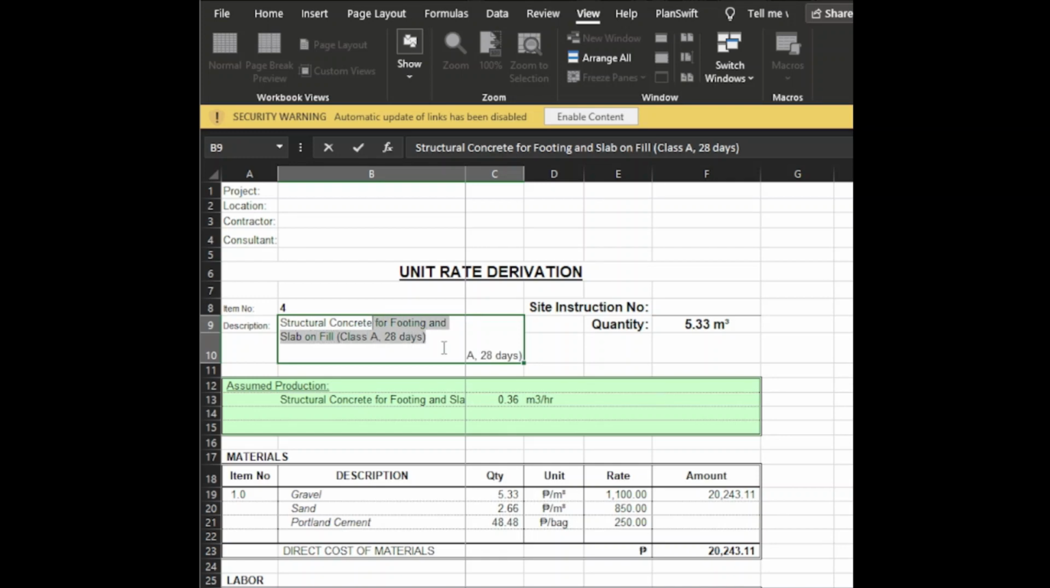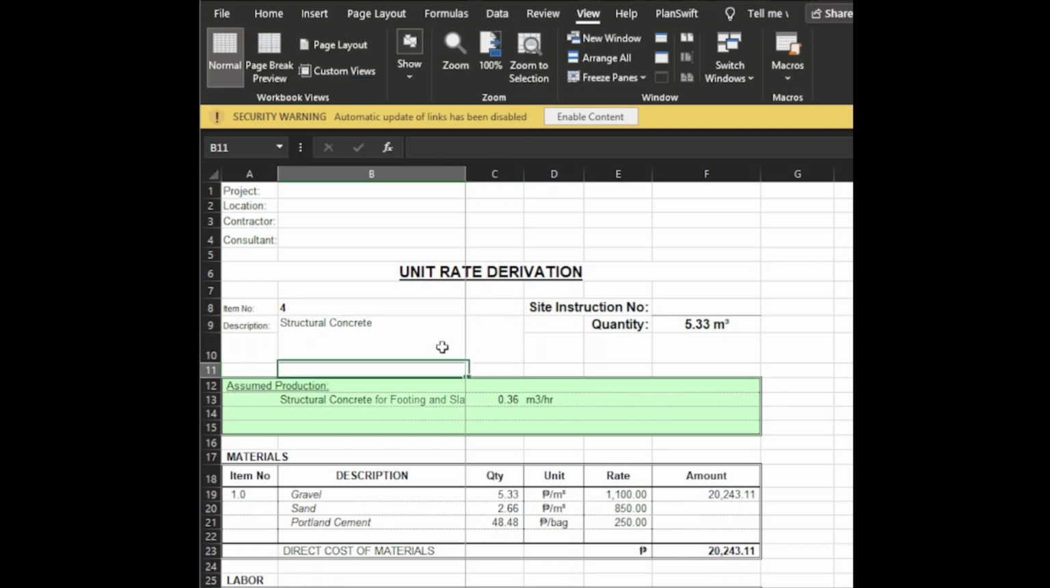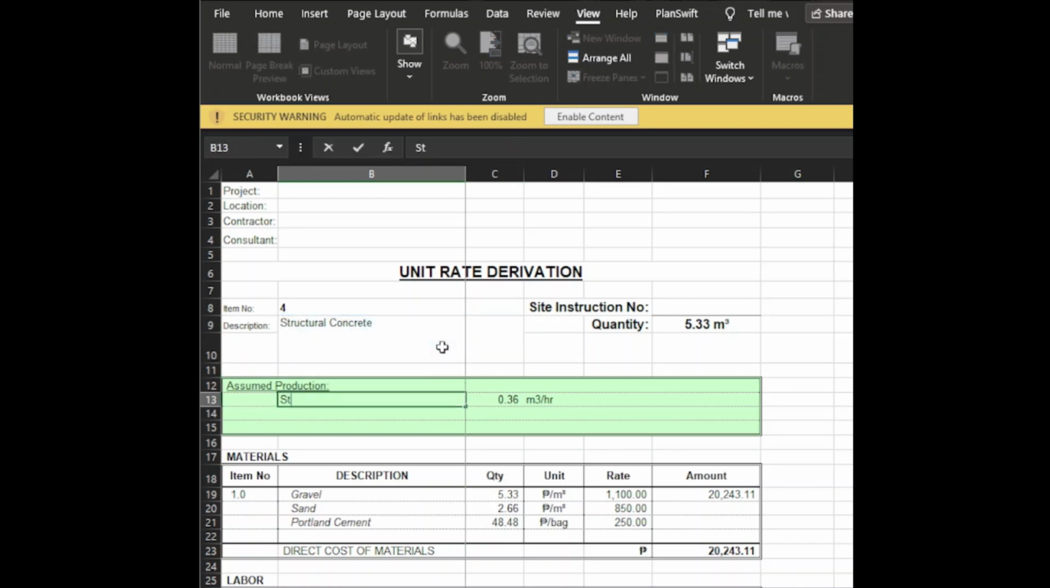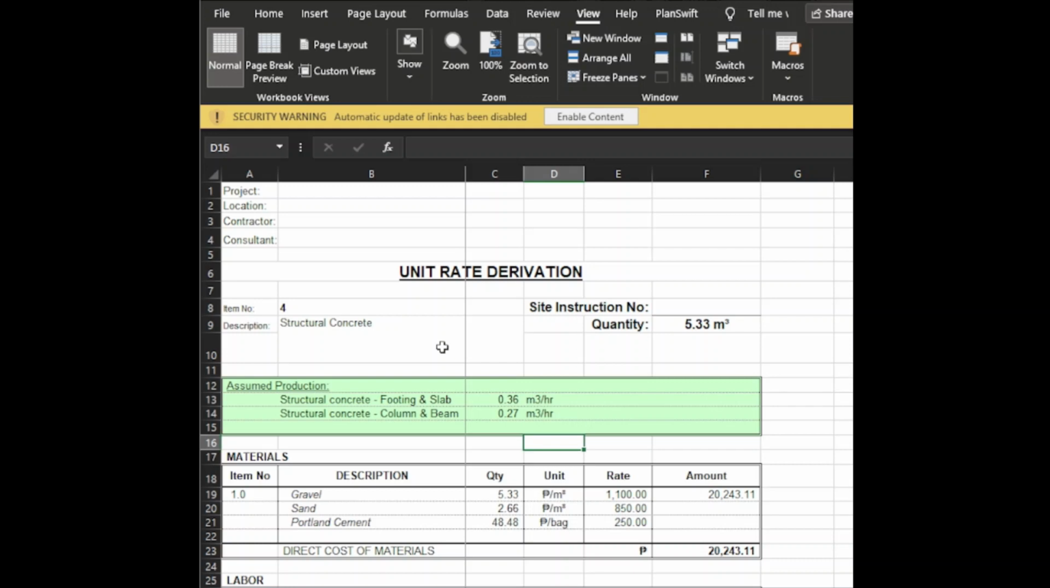We'll make this one structural concrete also, only. We will just put this one structural concrete for, okay. Then we will have structural concrete for, this is for footing and slab. We will just put it like that. Then the other one is structural concrete for the column and beam, like that. So we have 0.27 cubic meter per hour for this one.